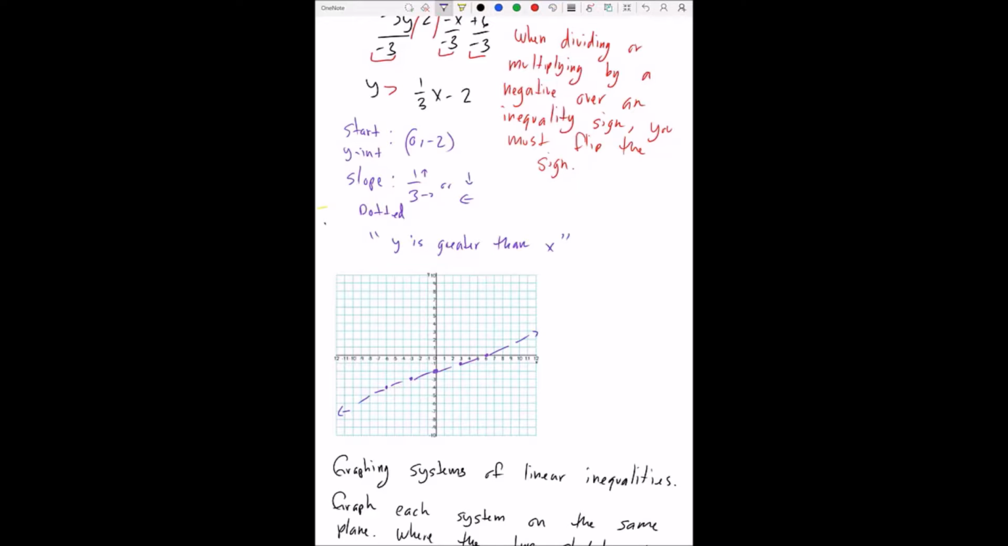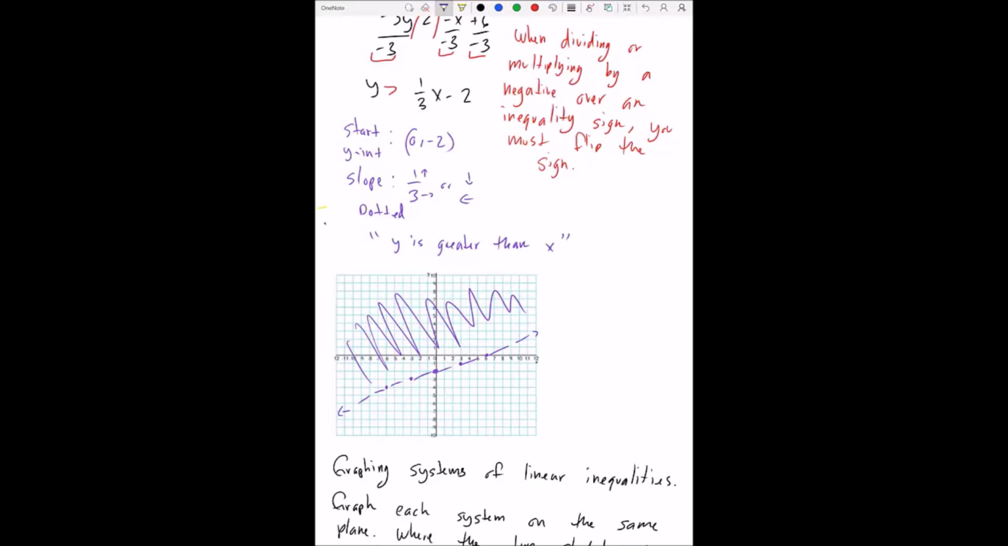And it says y is greater than x. So since y is greater than x, we want to graph up above the graph, right in this region. Alright, so that's just graphing an inequality.